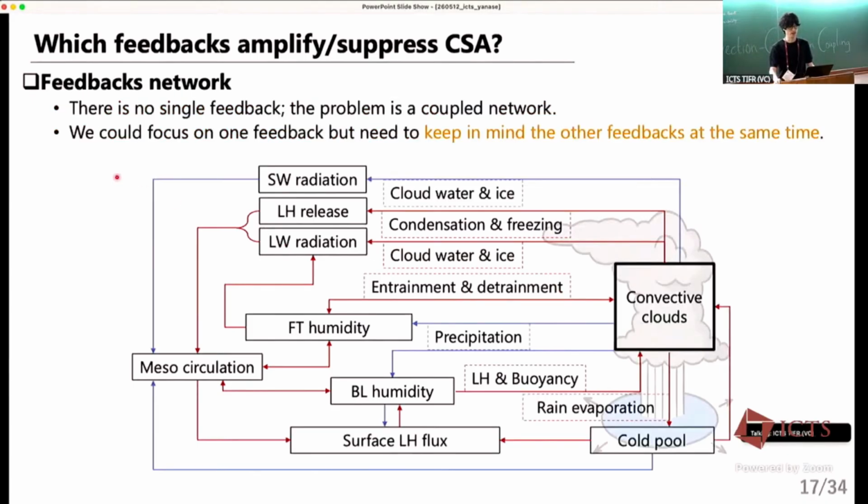So there's no single feedback. The problem is a very coupled network, so many processes are involved at the same time. At some time, we can focus on some specific feedback, but at the same time, we should remember that the other feedbacks are playing at the same time. So maybe that is, I'd say, not simple, but complicated. But maybe that's one of the essences of this complex system of convective radiative system.